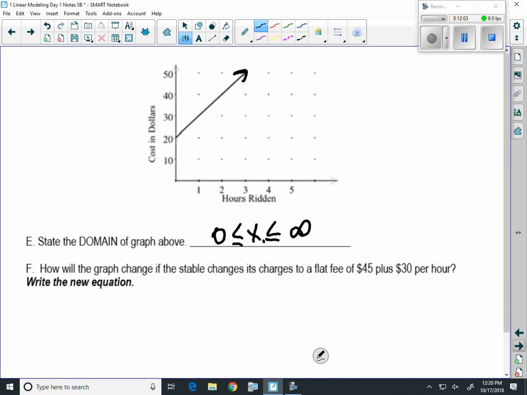All right, let's talk about it. How will the graph change if the stable charges a flat fee of $45 and $30 per hour? Well, pricey. What's going to change? The slope and the y-intercept, right? What's my new slope? $30 per hour. That's going to change. Whenever you see flat fee of 45, flat fee means one time. What did I say was always one time?